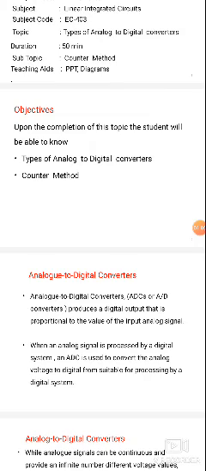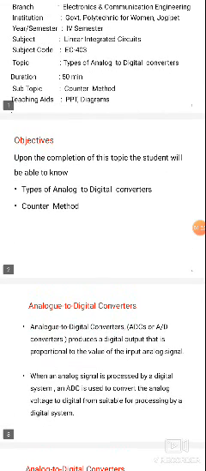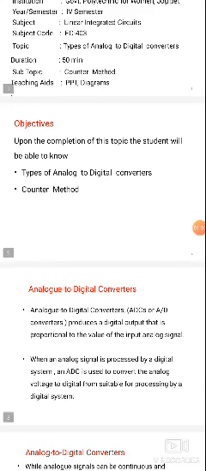Analog to digital converters have different methods: counter method, successive approximation method, parallel method, and flash method. Whereas digital to analog converters have two methods: the binary weighted resistor method and the R-2R ladder network. These are topics we covered in previous classes. So in today's class I am going to explain analog to digital converters using the counter method.